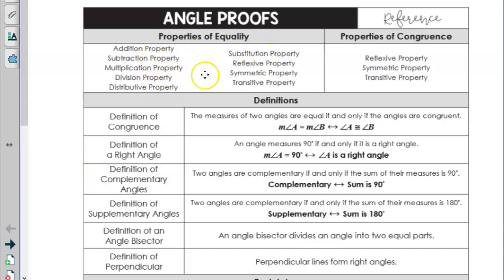Alright, so we still have the properties of equality up here that we've been using all along. Properties of congruence with reflexive, symmetric, and transitive. You see it twice because there's a difference between equality and congruence, but they're doing the same thing.